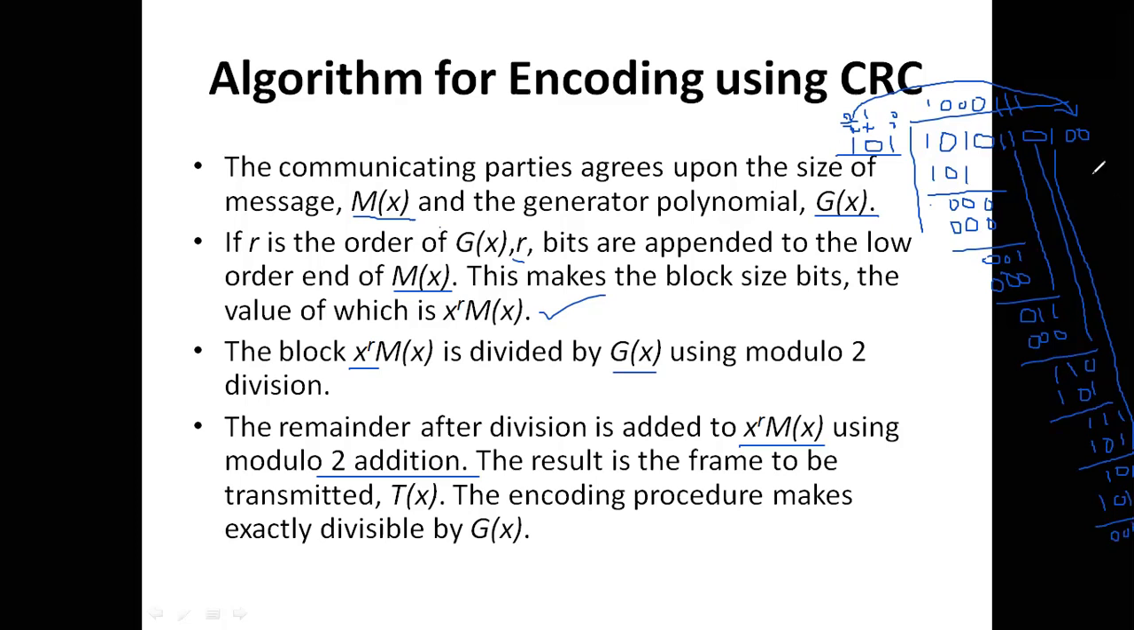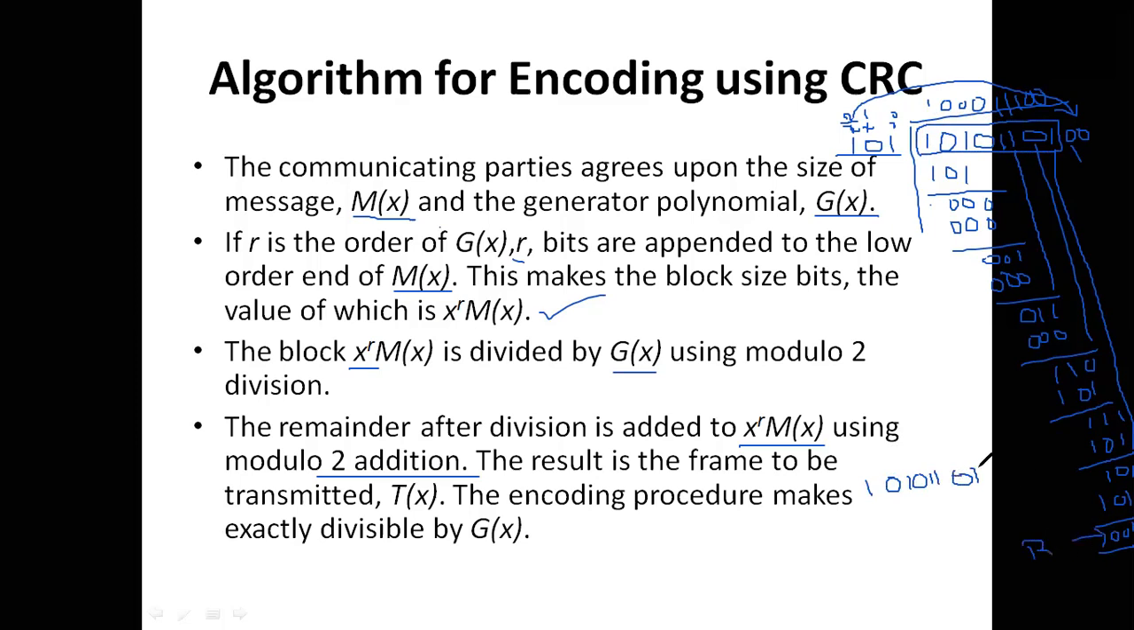0 0 0. Again, if you make these two zeros, we have to put like this. So finally, what is the remainder here? 0 0 0. So that remainder we have to add with this message. So this is the actual message, 1 0 1 0 1 1 0 1. With this message we have to add this remainder.